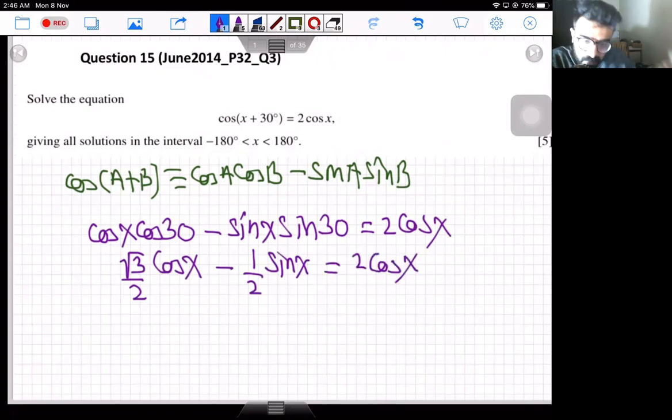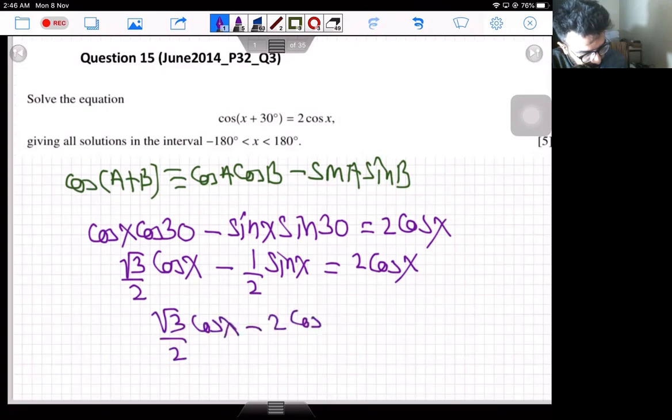Just separate out the terms: the terms related to cos x on one side of the equation, and the terms related to sin x on the other side. So root 3 over 2 times cos x minus 2 times cos x is equal to half sin x.